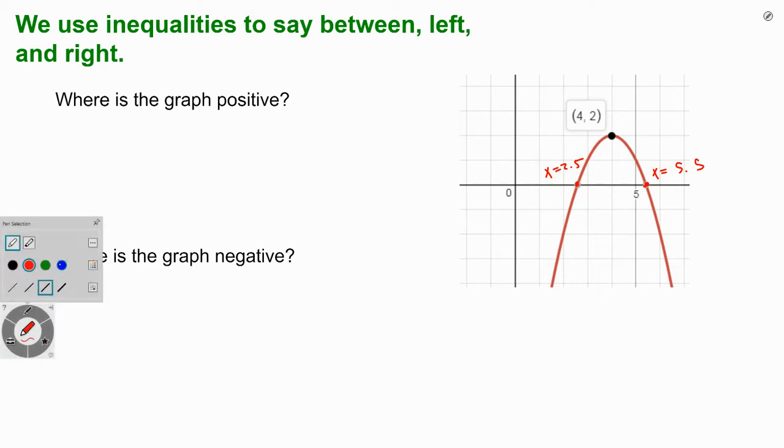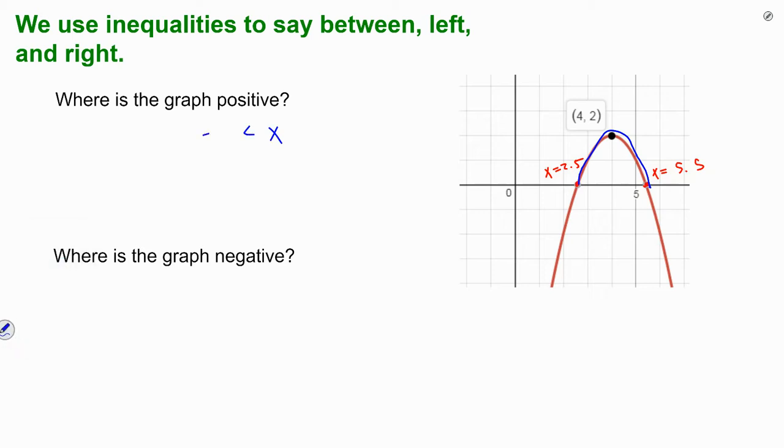So let's start with positive. So positive means that it's above the x-axis. So that would be this entire U shape right here. So what we're going to say is we're going to say x, it's between, so it's bigger than 2.5, but it's smaller than 5.5. So it's between 2.5 and 5.5. That covers this entire little U shape is when it's positive.